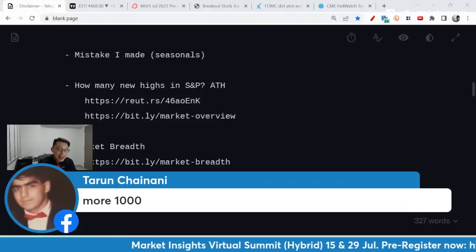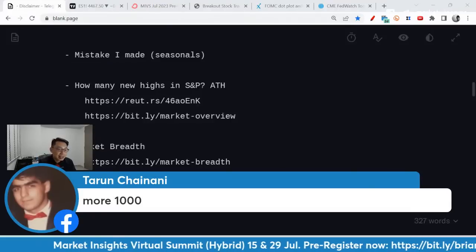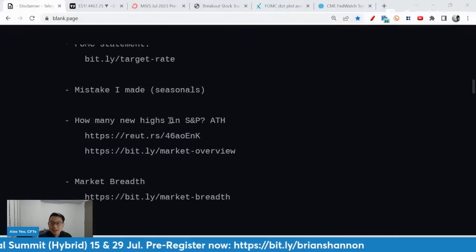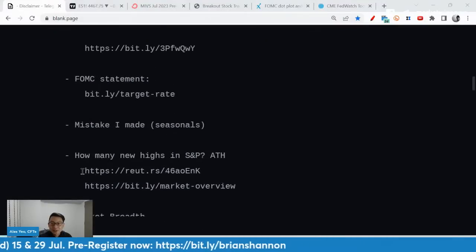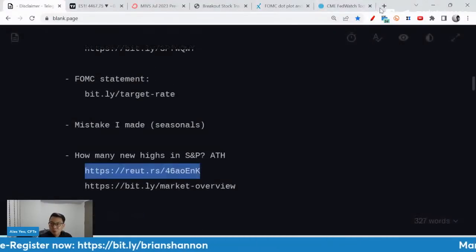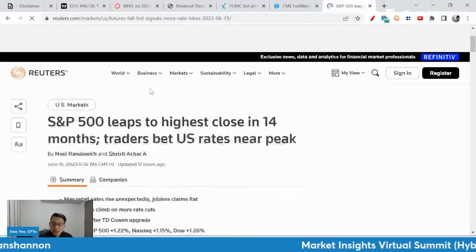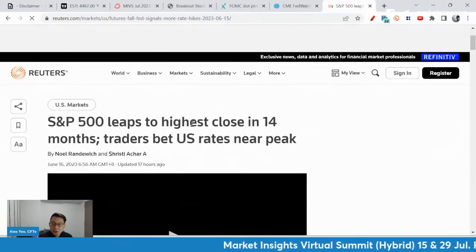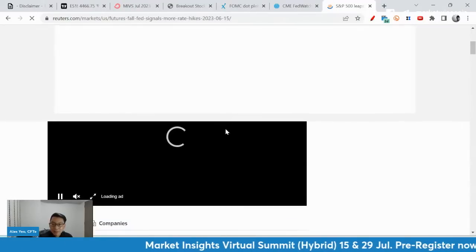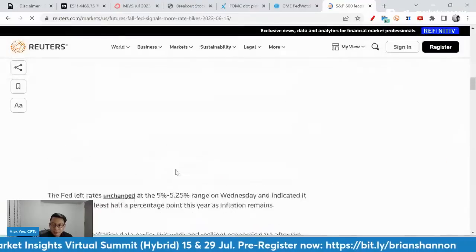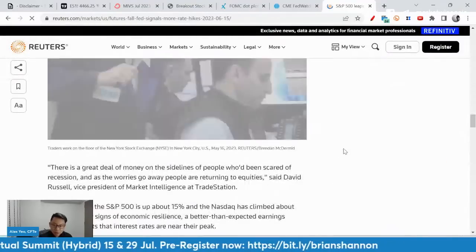Tarun says 8. The S&P only has 500 stocks, it cannot be more than 500. So how many make new highs in the S&P? If you go to Reuters over here, this is the site. S&P leaps to the highest close in 40 months. You can read through the article. I want to find the number.